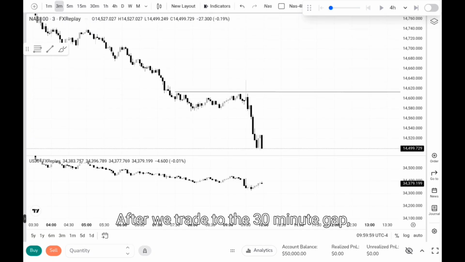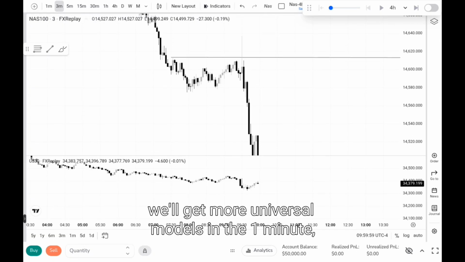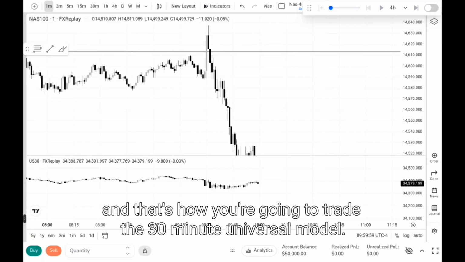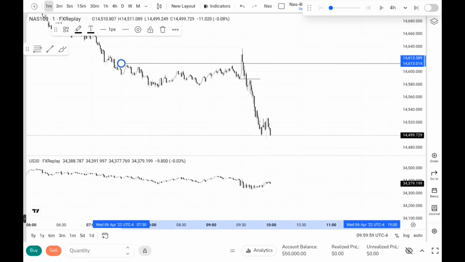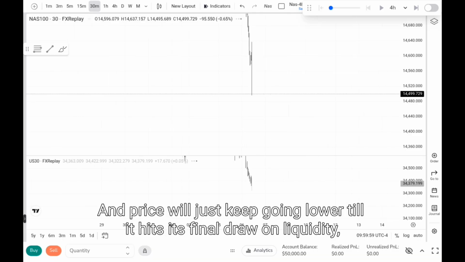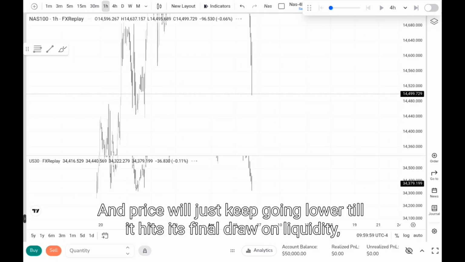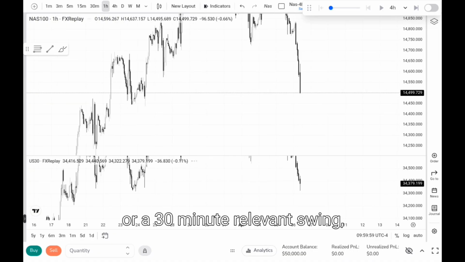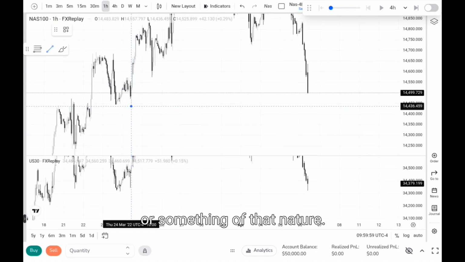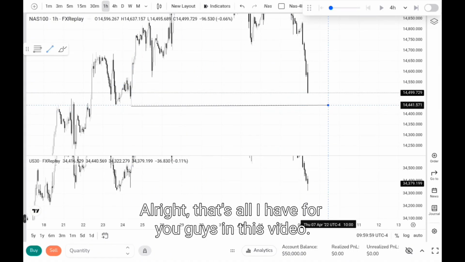After we trade to a 30-minute gap, we'll get more universal models on the 1-minute, 3-minute, and 5-minute, and that's where you want to trade the 30-minute universal model. And price will just keep going lower till it hits its final draw on liquidity, right? At the very least, it will be a 30-minute key level or a 30-minute relevant swing or something of that nature.